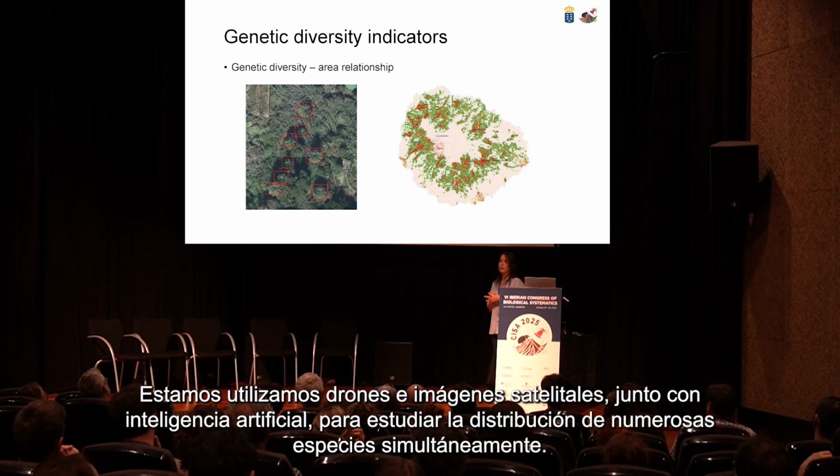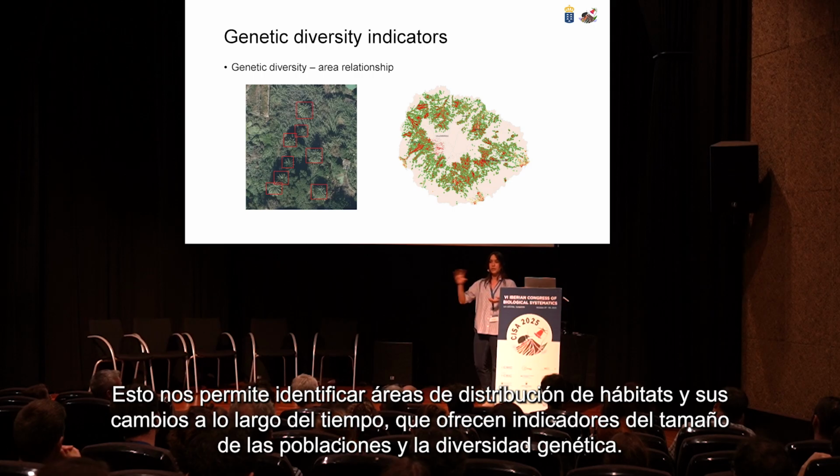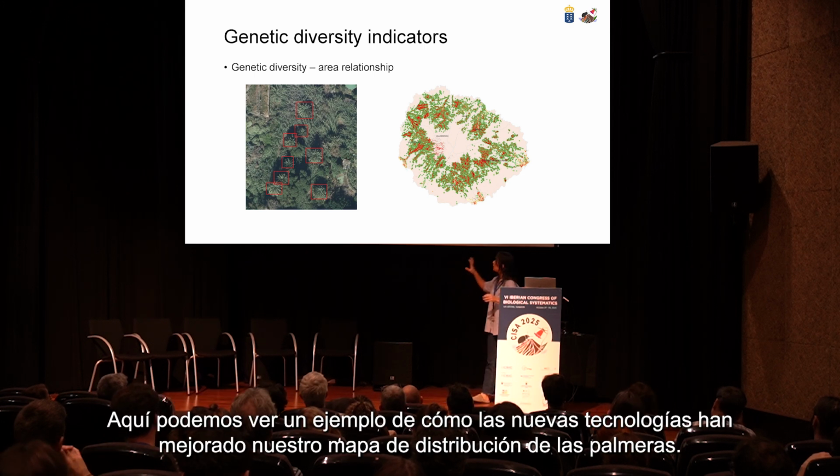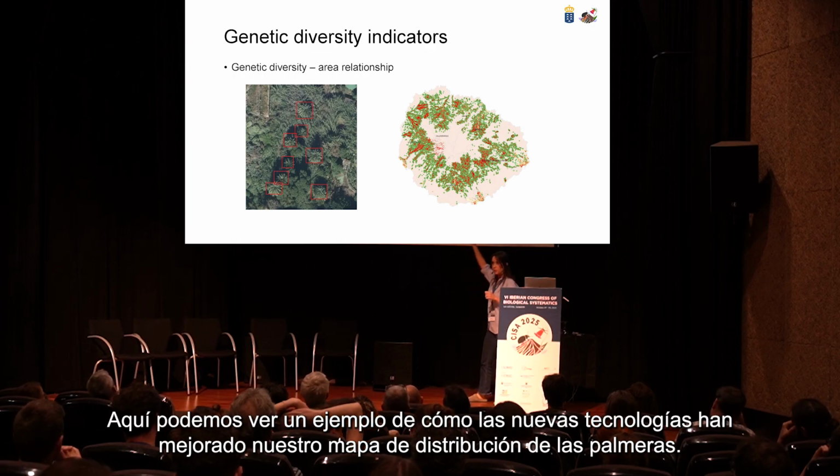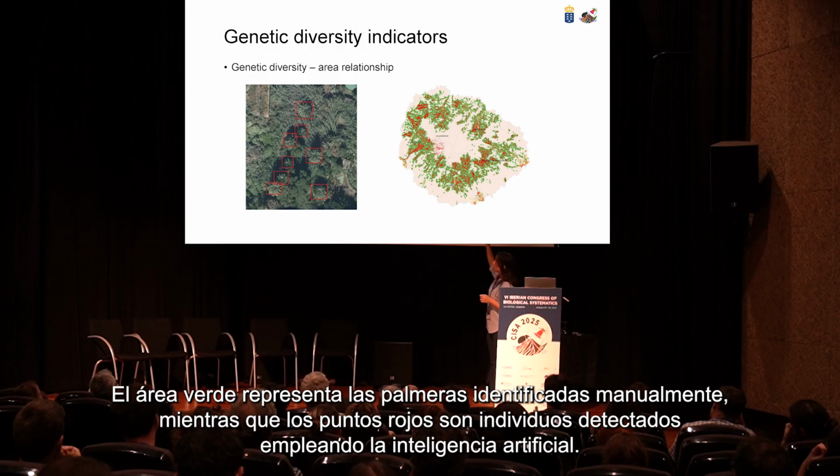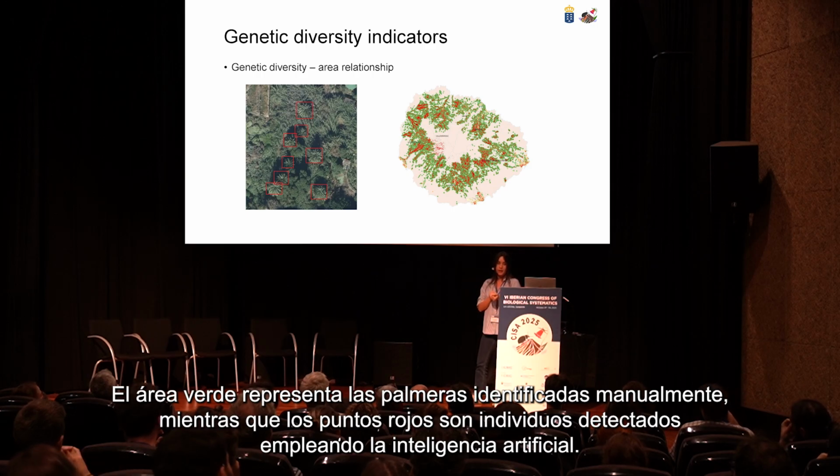So for instance, we are routinely using satellite imaging coupled with AI in order to examine species distribution for many species simultaneously. And this allows us to track habitat ranges and their changes over time, which then serve as proxies for population sizes and genetic diversity. So in this example, you can see how we used these technologies to refine our map of distribution of palm trees in La Gomera, where the green dots are the individuals that we identified manually, and the red ones were those additionally identified using AI.